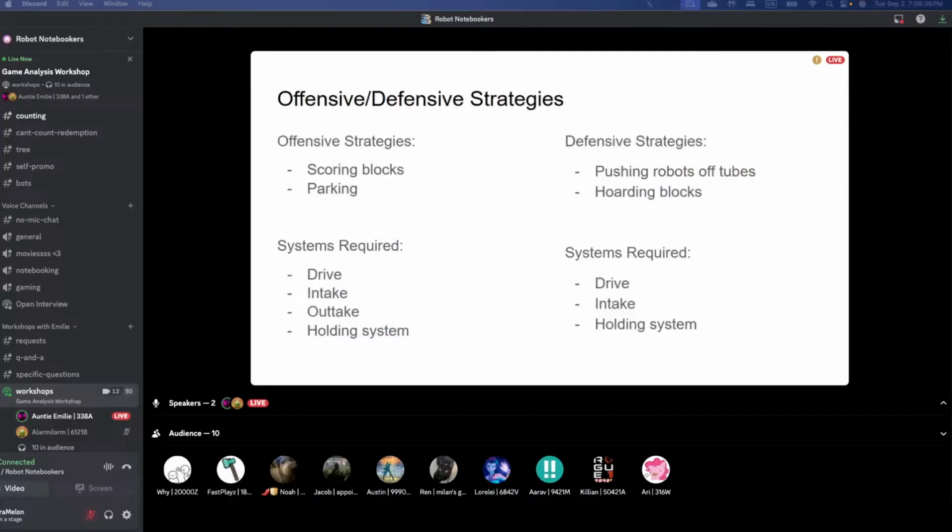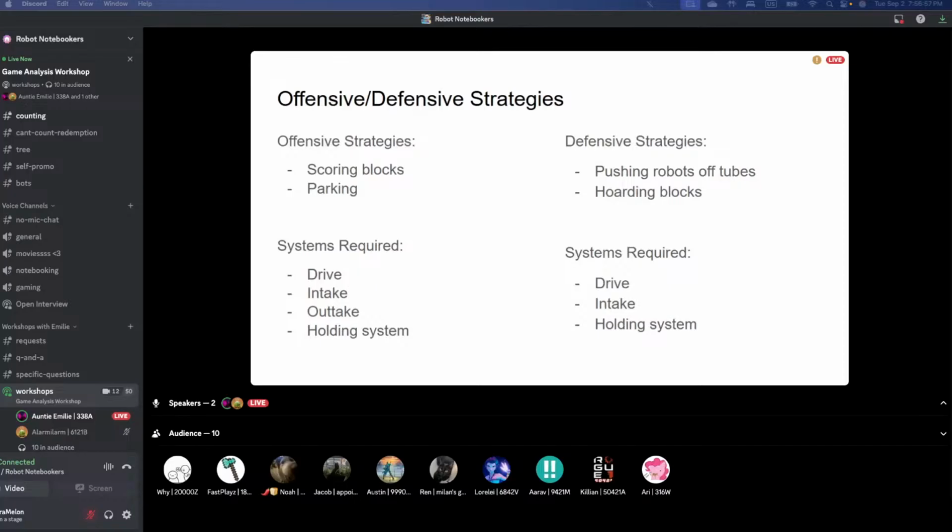Yeah. Now we're starting into the optional things to include in game analysis. The first of which is your offensive and defensive strategies. This is pretty straightforward. I'm not going to spend too much time on this, but you basically just list out, this one's for pushback, what's considered offensive.